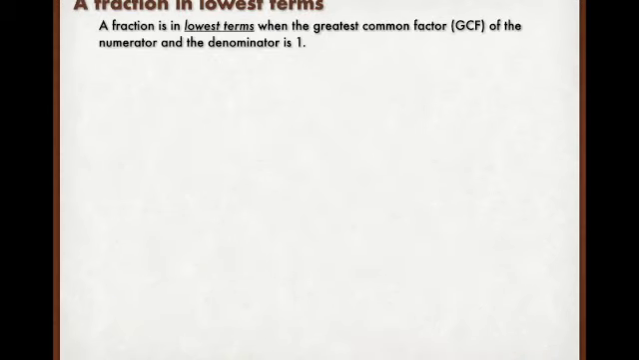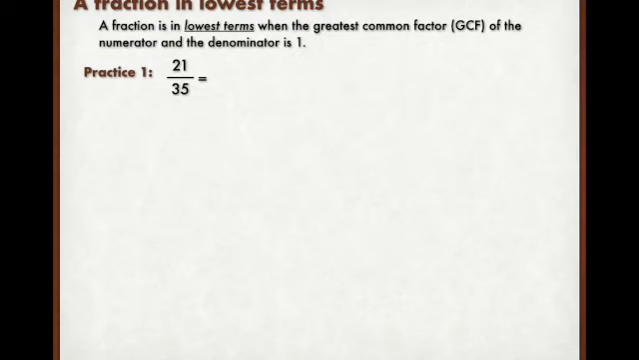Okay, a fraction is in lowest terms when the greatest common factor, we're bringing in what we learned about greatest common factor, of the numerator and the denominator is 1. So I want to try and simplify this. I want to find the greatest common factor between the both of these. Now, what is the greatest common factor here?